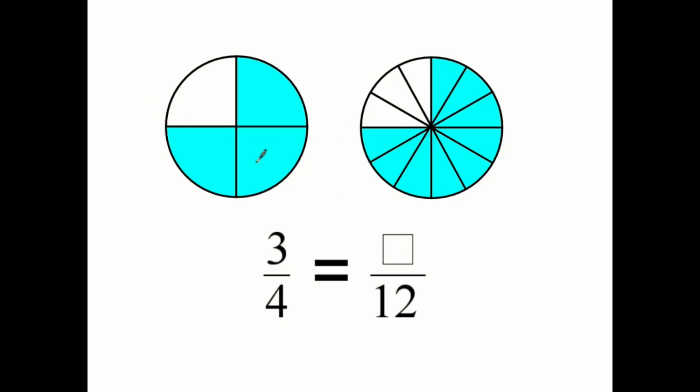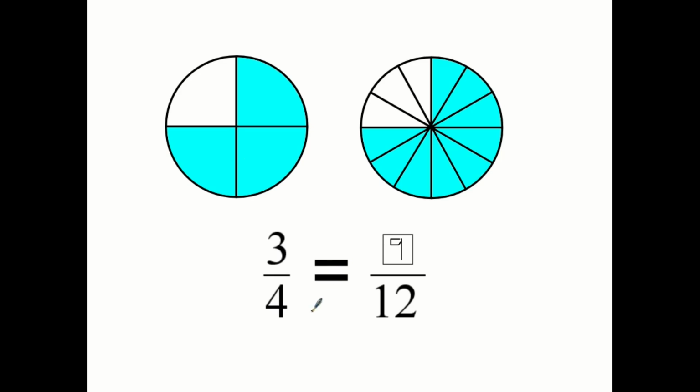Here on the left, I've got a circle that I've split into 4 equal pieces, 3 of which are shaded. I've got an exactly the same size circle on the right hand side, but this time I've split it into 12 equal pieces, but I've coloured in exactly the same amount. So how many 12ths is that? Well, 1, 2, 3, 4, 5, 6, 7, 8, 9. 9 of those blue slices there gives me exactly the same proportion of the circle shaded as on the left.